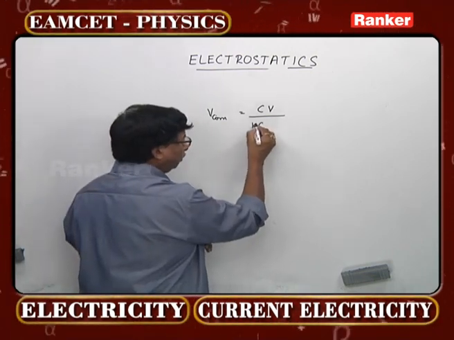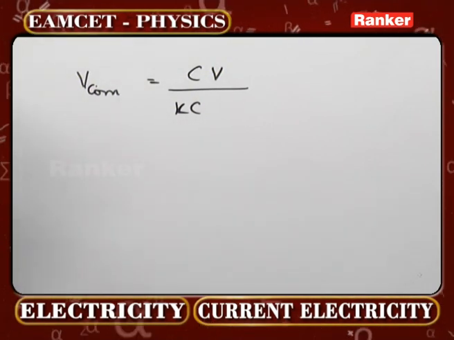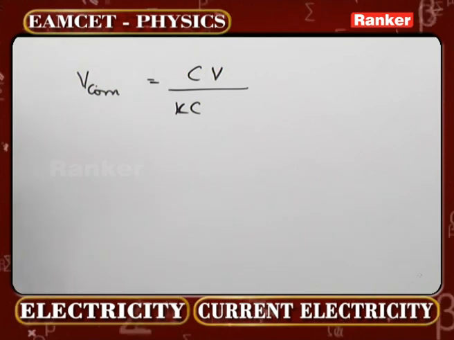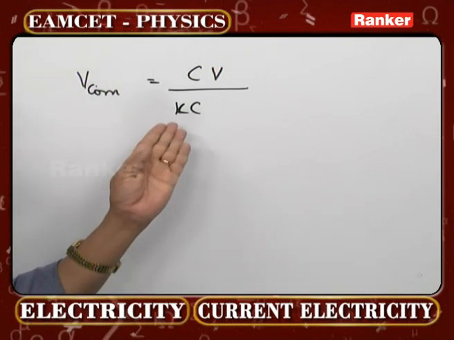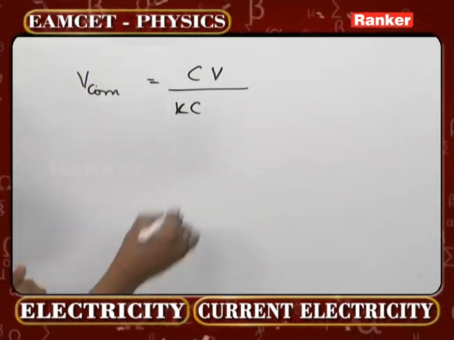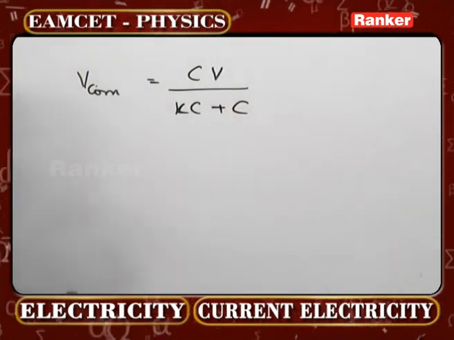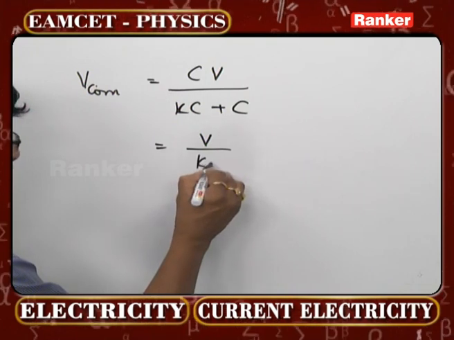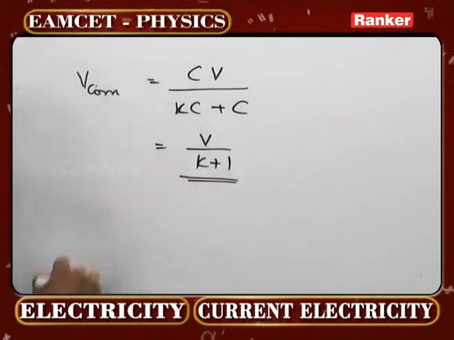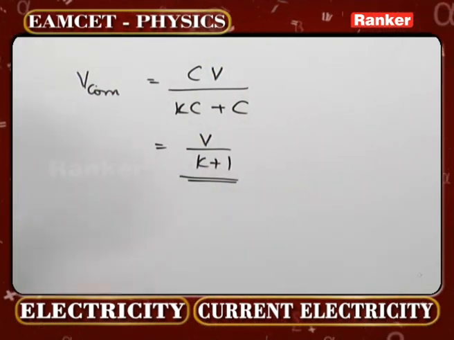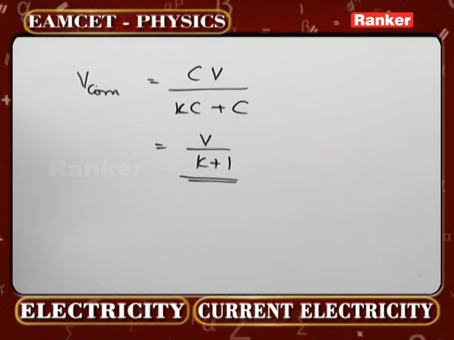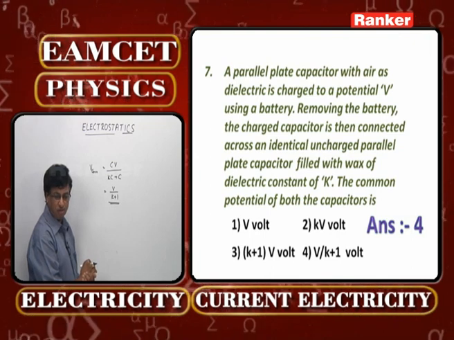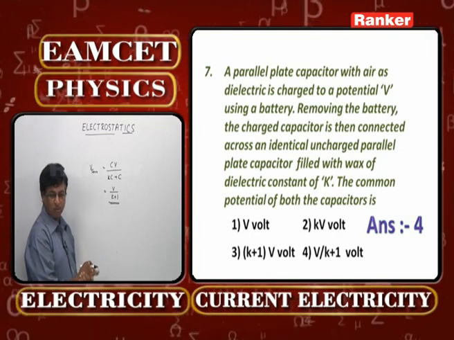What is C1 now? K times C. Why K times? Now dielectric of constant K is introduced between the plates of the condenser. So automatically the capacity becomes K times C, plus C. That means, if you take common, V by K plus 1 is left over now. Look at that option number 4, V by K plus 1 volt. That is going to be the corresponding common potential of this particular concept please.